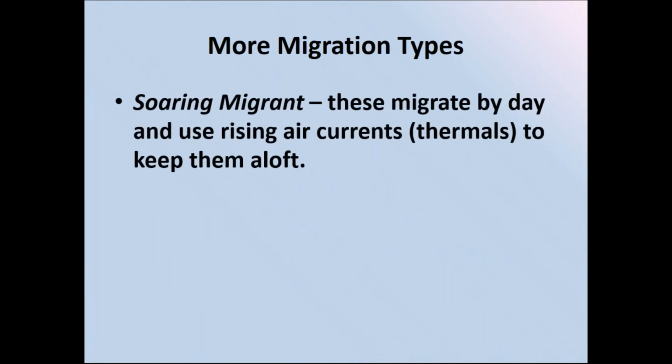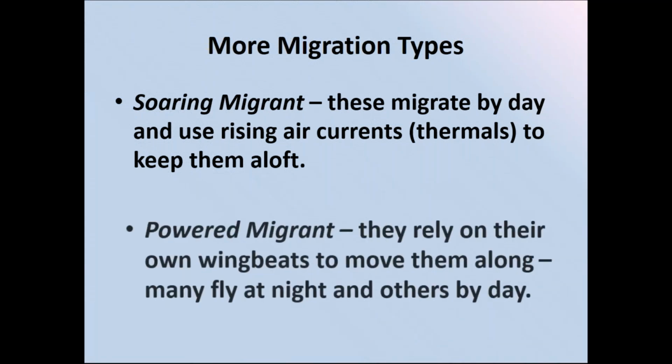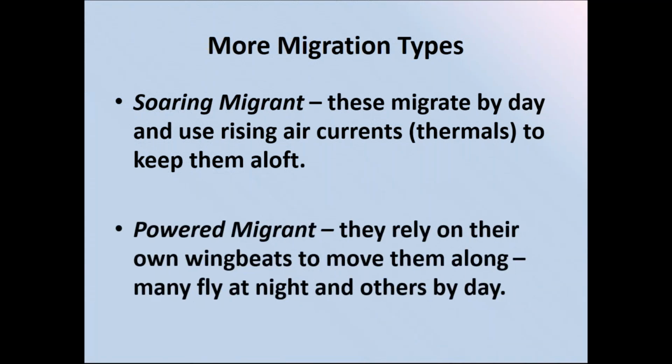Different types of migrants include soaring migrants. These are birds that migrate by day, like hawks, and use thermals to keep themselves aloft, whereas powered migrants are using the power of their own wing beats to propel them through the air. Picture a duck flapping and flapping hard, or a goose, migrating. Those are powered migrants. A lot of our night migrants, in fact most of them, are powered migrants.